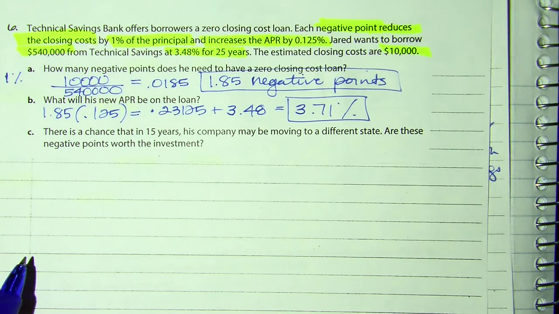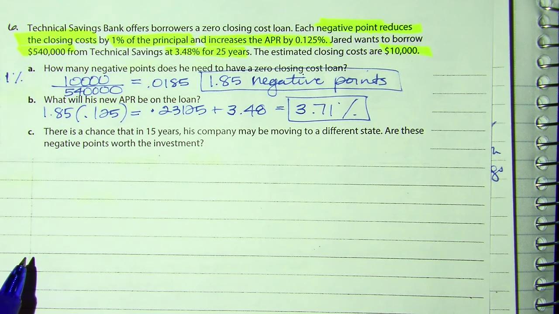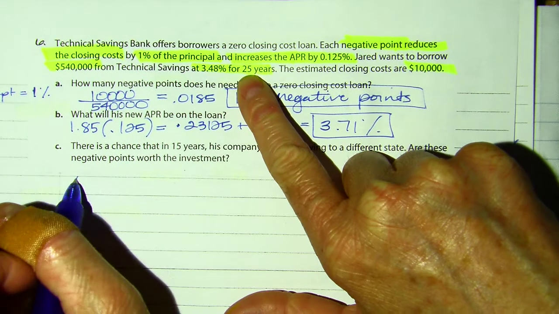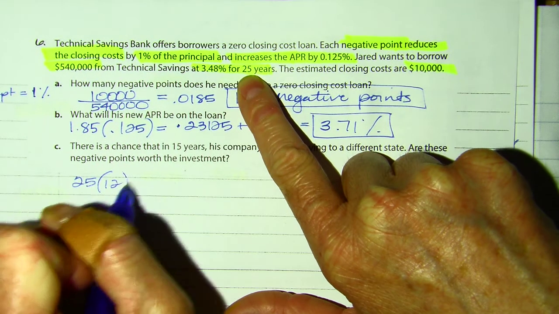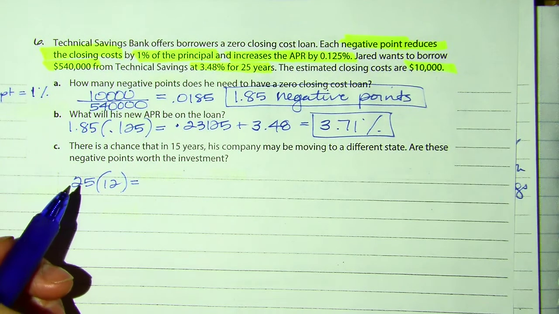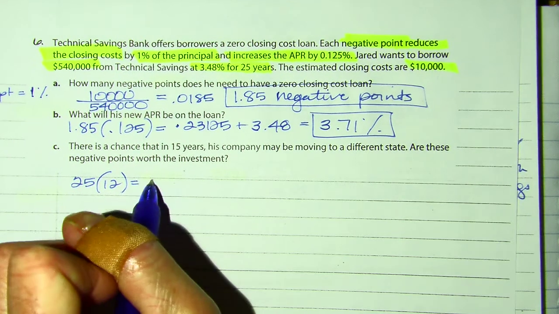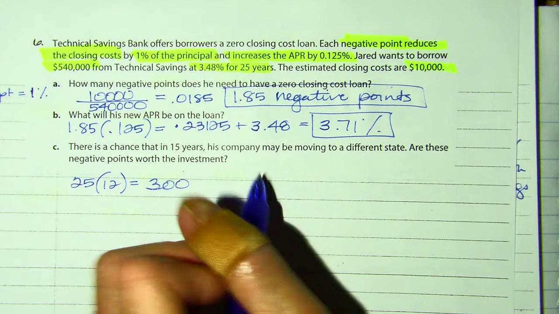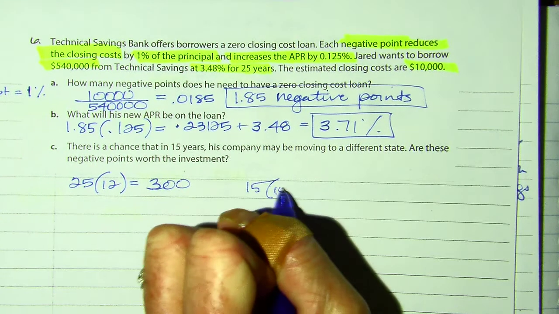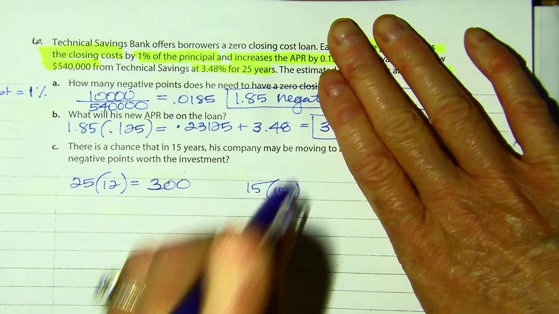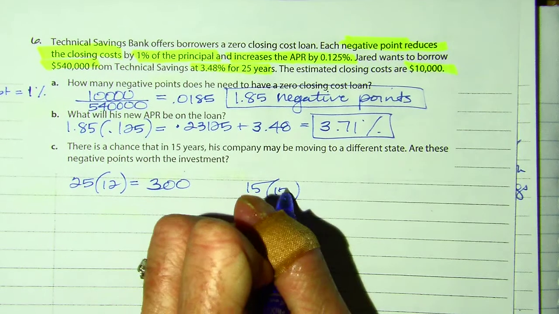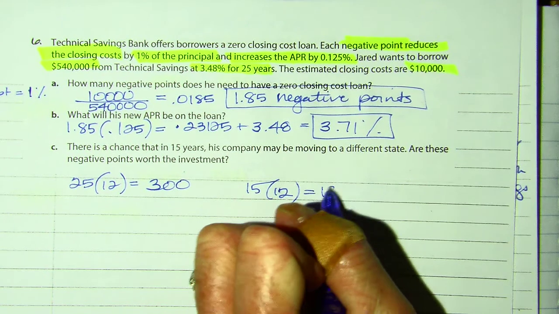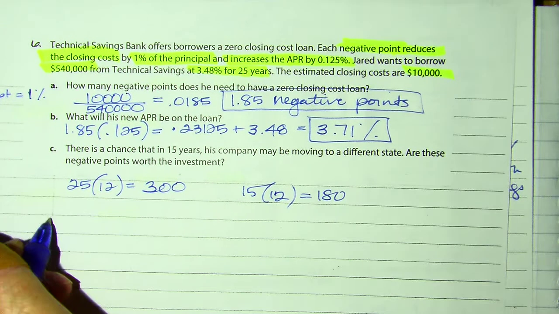There is a chance in 15 years his company would be moving to a different state. So his loan is for 25 years. Well, 25 times 12 is 300 months. That's the life of the loan. But it's saying he's going to leave in 15 years, and 15 times 12, I believe, is 180 months. So let's figure out his break even.